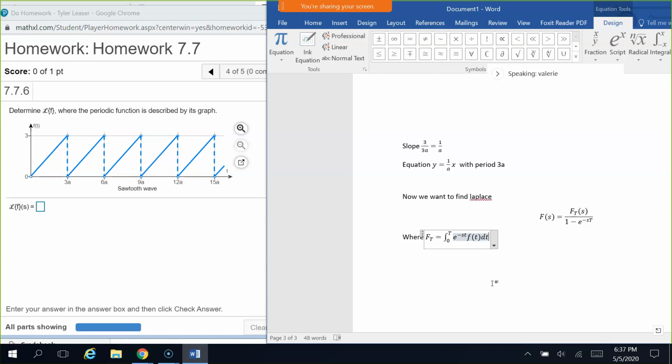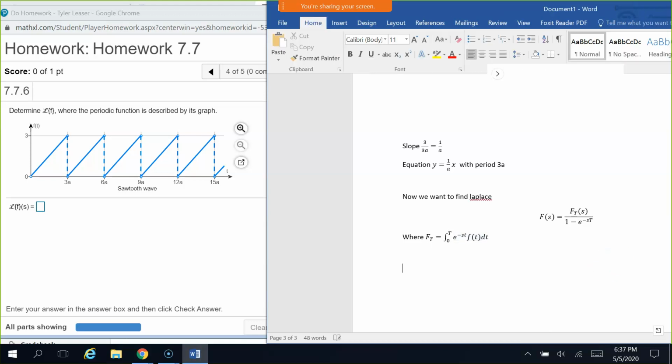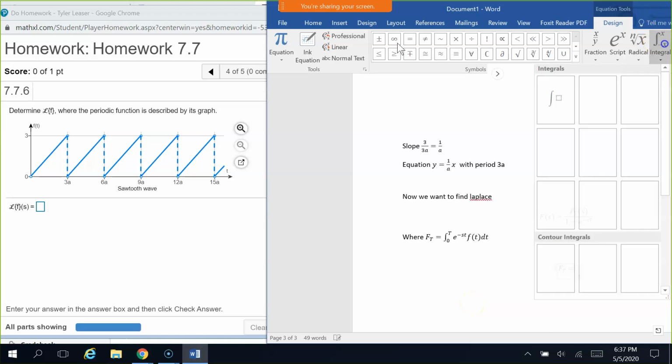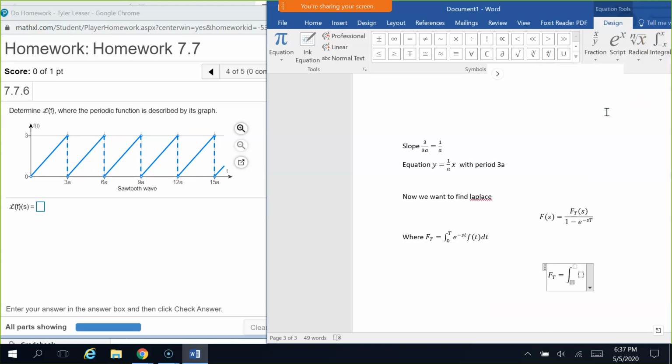I remember that. All right, so we just have to do it. So let's find just this numerator part first, the Laplace of just the one period, that we're going to integrate starting from 0 to 3a over this first period. e to the negative st, that's just a staple for the Laplace transform. And then the function itself, remember we decided was 1 over a.